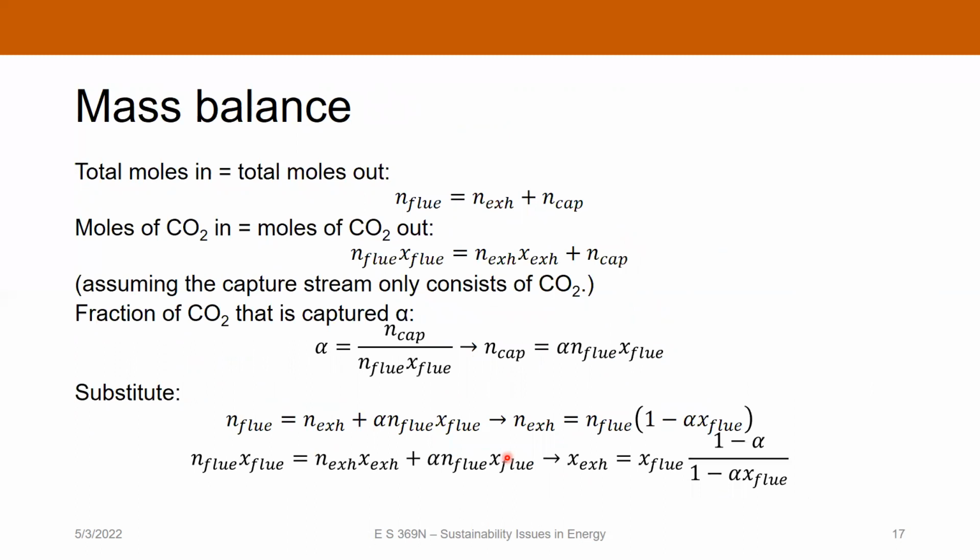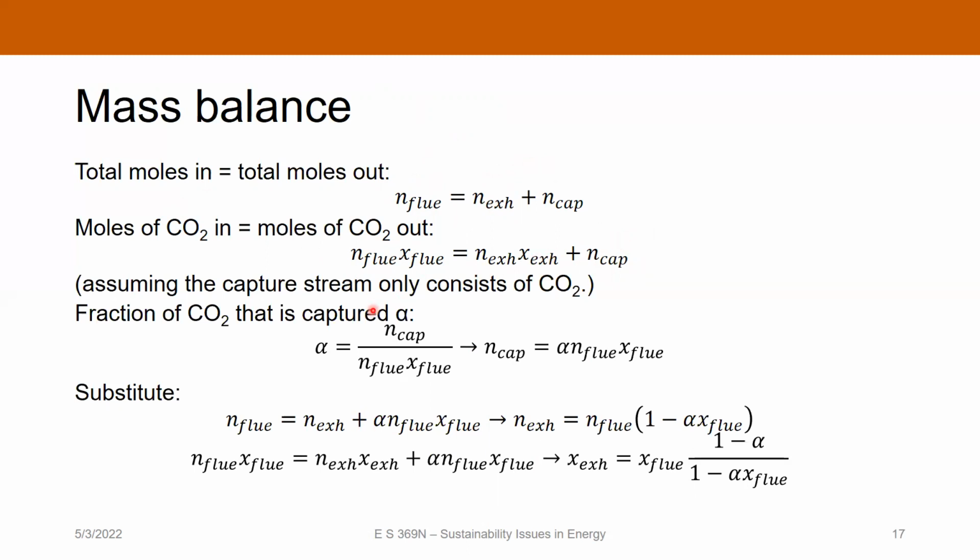Okay, now let's figure out what's going on here. We're going to do a mass balance on the stuff going into our magic gas separating box and the stuff coming out. Okay, so the total number of moles coming in has to be balanced by the total number of moles of gas coming out. And then we can write a mass balance specifically for CO2. So we'll multiply the total number of moles by the mole fraction. So again, total number of moles of gas is conserved, total number of moles of CO2 is conserved. Okay, and you'll notice here that we're going to assume that this is a perfect separation so that the captured stream only consists of CO2. Okay.